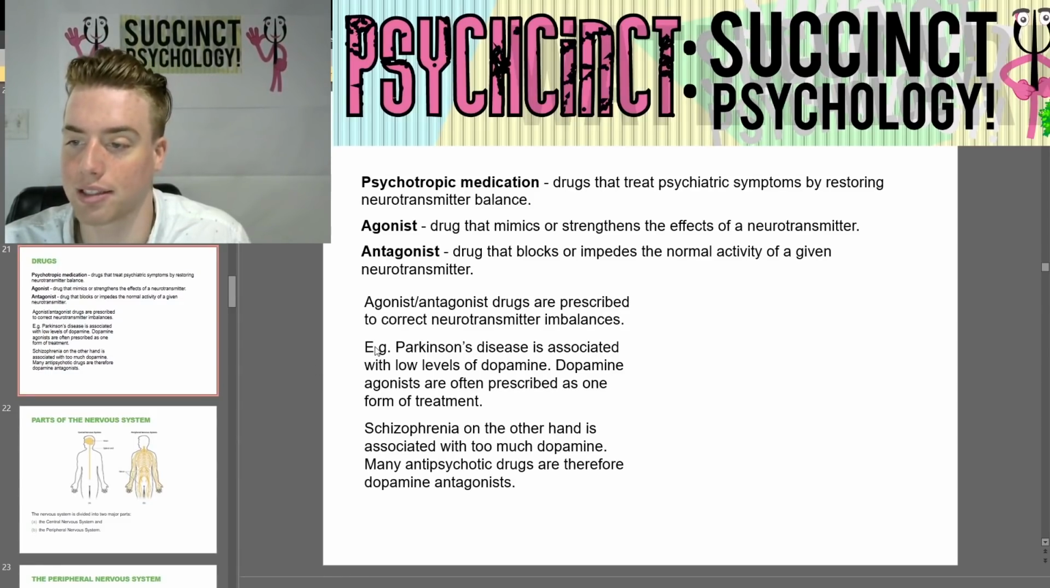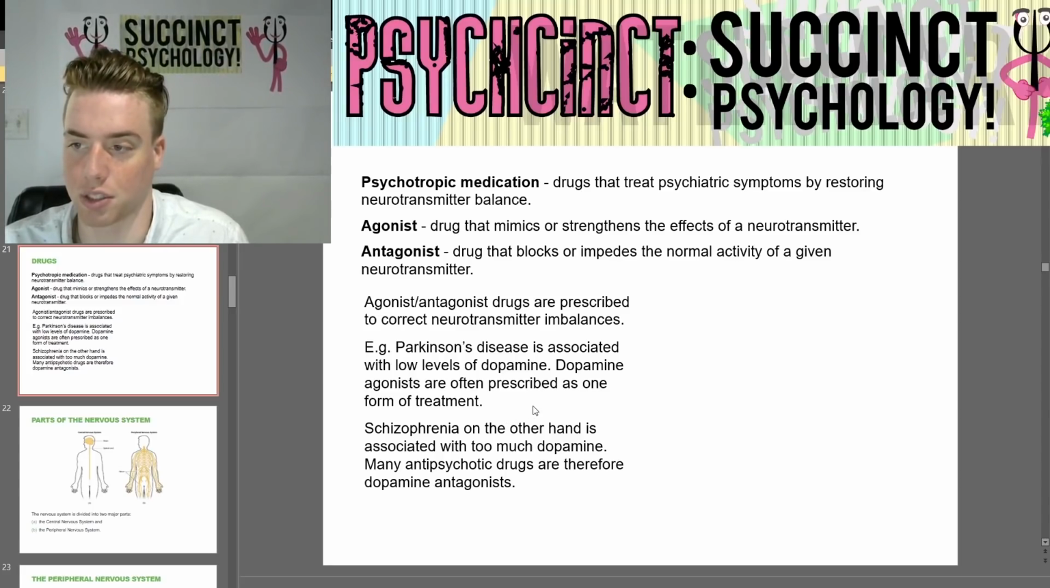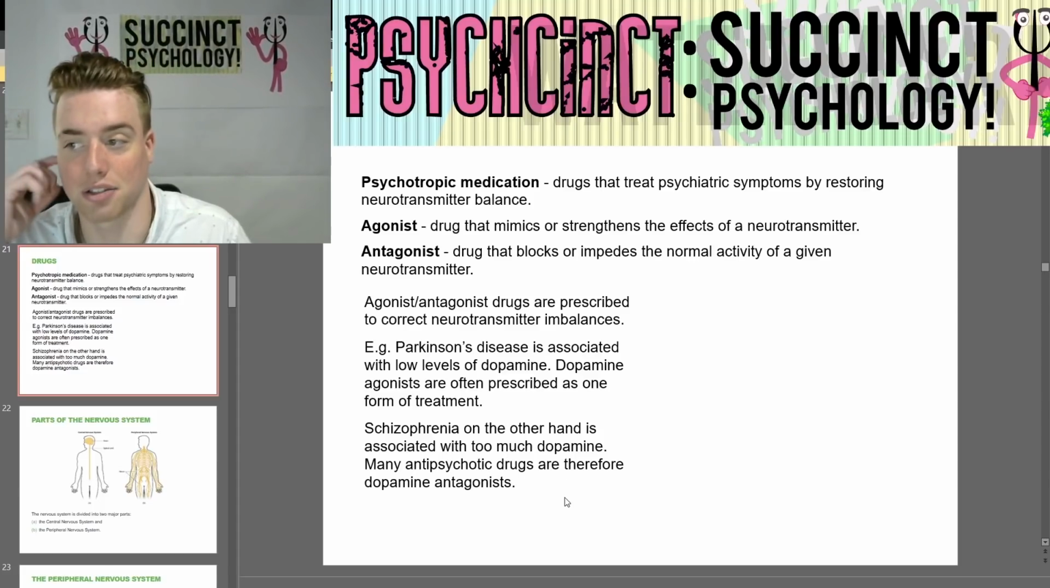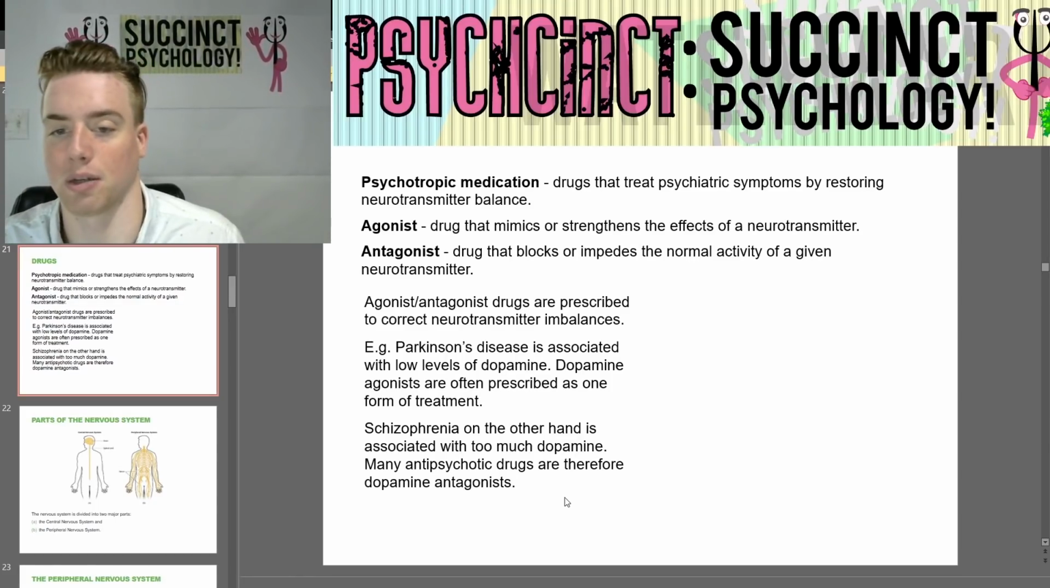Agonist and antagonist drugs are prescribed to correct neurotransmitter imbalances. For example, Parkinson's disease is associated with low levels of dopamine. Dopamine agonists are often prescribed as one form of treatment. Again, dopamine is mood, sleep, and learning, so it's trying to strengthen the effect of the dopamine. Schizophrenia, on the other hand, is associated with too much dopamine. So many antipsychotic drugs are dopamine antagonists. They're trying to impede the normal activity of that dopamine neurotransmitter because there's too much of it.